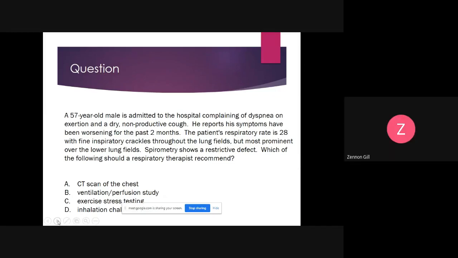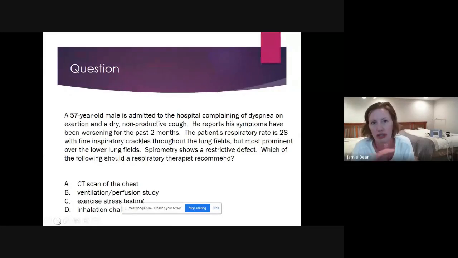The VQ perfusion study seems kind of crazy. He already has a respiratory rate of 28, so exercise doesn't seem right. And then inhalation challenge, same as C. Right. So inhalation challenge is indicated for somebody suspected of asthma, right? So CT scan of the chest is indicated because this patient probably has an interstitial lung disease. So you'd probably expect to see some of the diffuse honeycombing on both sides. You're right. VQ study is looking at pulmonary embolism, perhaps, exercise stress testing for somebody with perhaps a cardiac issue. And then inhalation challenge, as we said, is asthma. Very good.